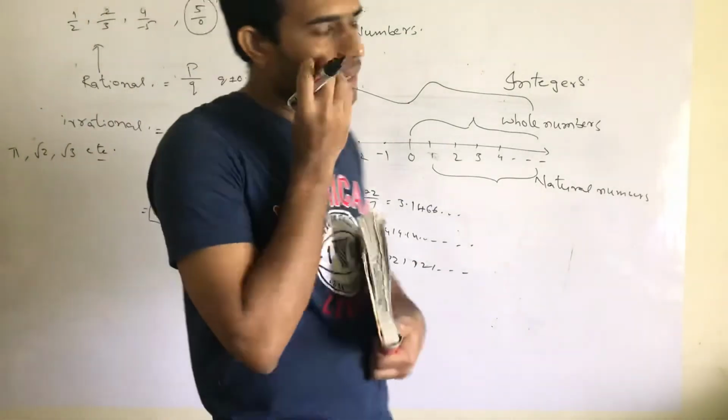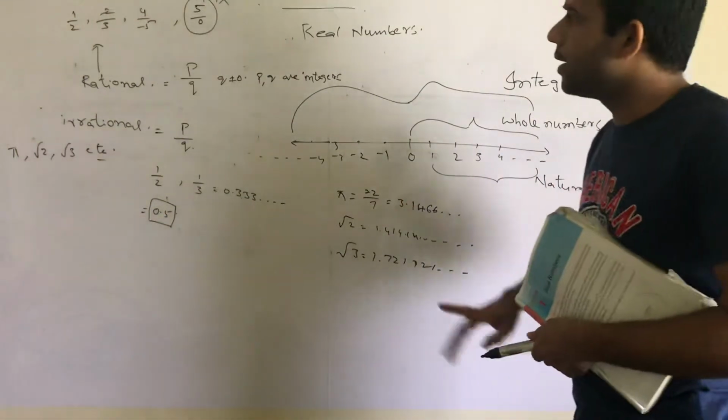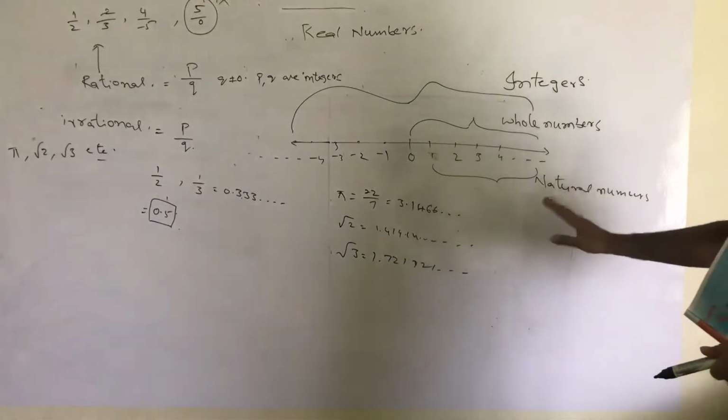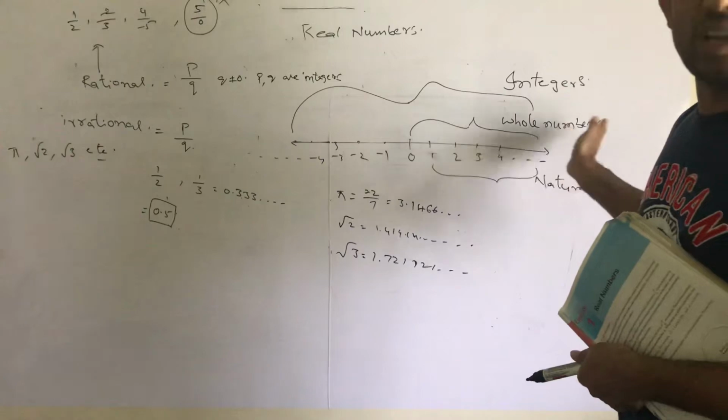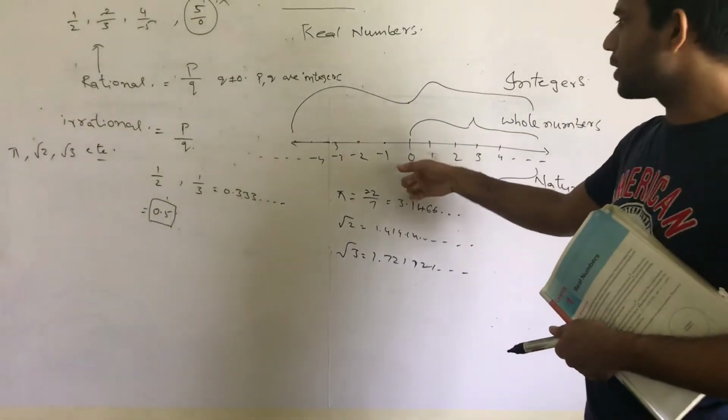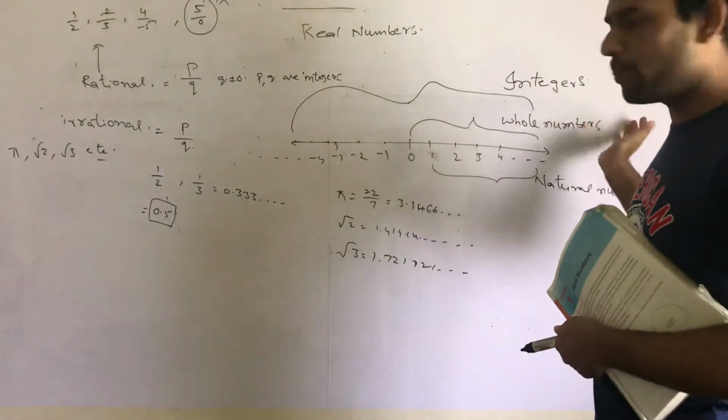So we need to understand what are the different numbers, right? So as of now we learned what's a natural number. Natural numbers are from 1 to infinity, 1, 2, 3, like that. And natural numbers including 0 are called whole numbers.